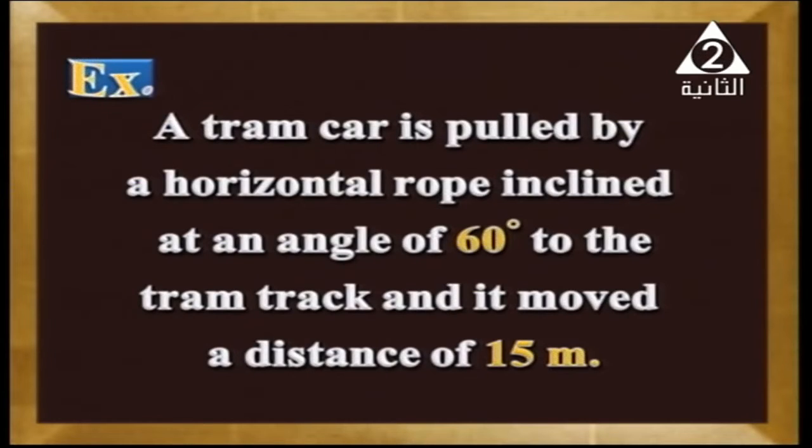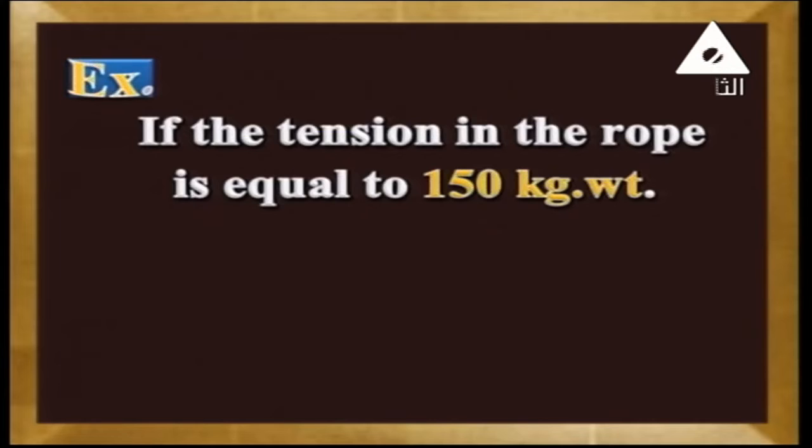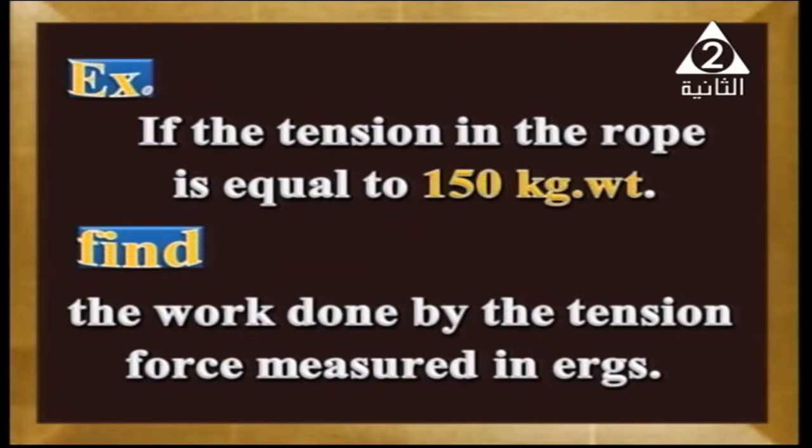A tram car is pulled by a horizontal rope inclined at an angle of 60 degrees to the tram track, and it moved a distance of 15 meters. My dear student, in our life, this example, each day we see it. If the tension in the rope equals 150 kilogram weight, what is required, my dear student? Find the work done by the tension force measured in erg.